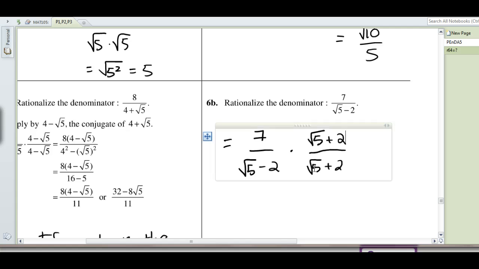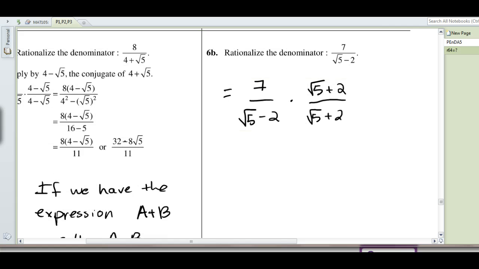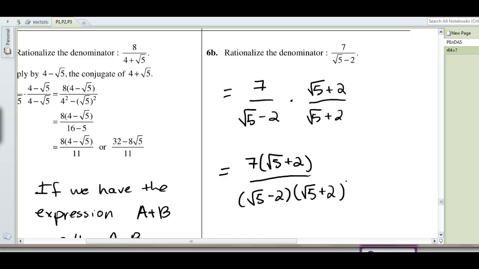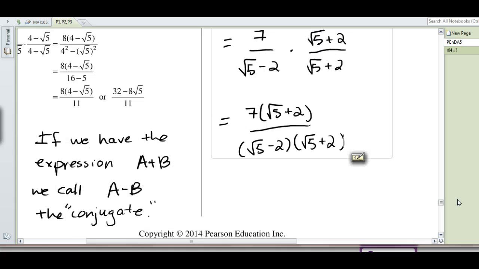Okay, now let's go ahead and multiply this out. When we multiply fractions, we multiply straight across. So we'll have 7 times the square root of 5 plus 2. When you're putting the fractions together, remember we need to keep parentheses so that we multiply by the entire numerator of the second fraction. And on the bottom, we're going to have the square root of 5 minus 2 times the square root of 5 plus 2. I know that looks complicated, but when you have the conjugate, it actually simplifies really nicely.